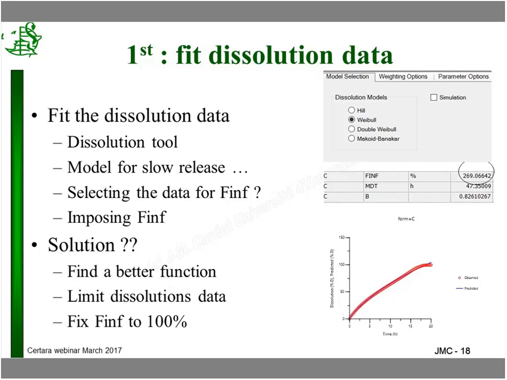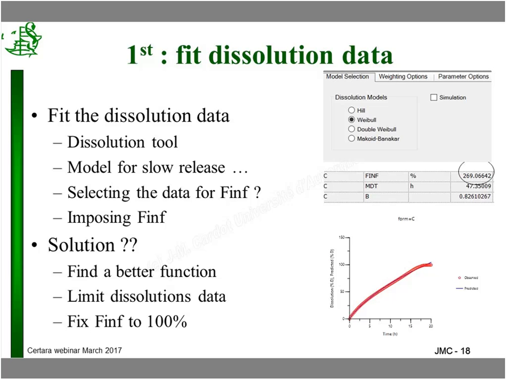I have something here which is 269% dissolved, which is not possible. What can I do to avoid this type of mistake? Because even if you make a model which is going to be used to interpolate the missing points, this model must reflect the reality. So I can try to find a better function. I can try to limit the dissolution data, for example, discarding some points. I can try also to fix the F infinity at the maximum of 100. Is that 100 possible? Not really.